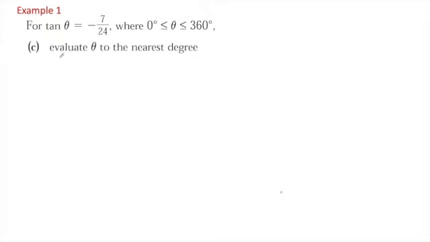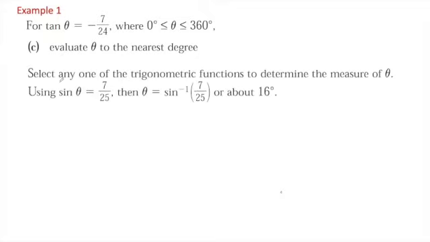Okay, and then we're also going to evaluate theta to the nearest degree. So what we're going to do is select any of the trig ratios to determine the measure of theta. So using sine of theta equals 7 over 25, it's easiest probably just to use sine, it's the first one that you think of. Then you're going to take the inverse. Remember, you have to bring it over to this side, and to bring it over to that side, you have to take the inverse to solve for an angle, and then it is going to be about 16 degrees when you put that in on your calculator.